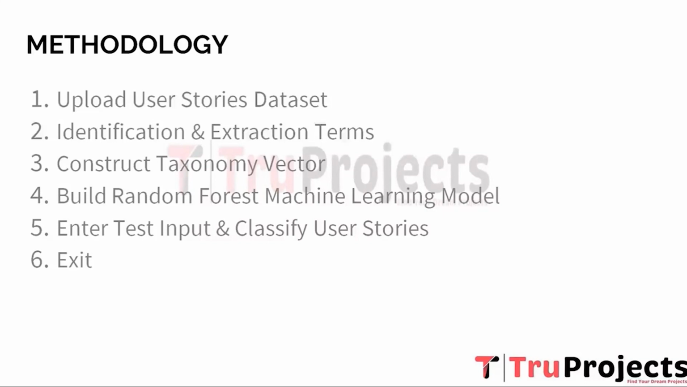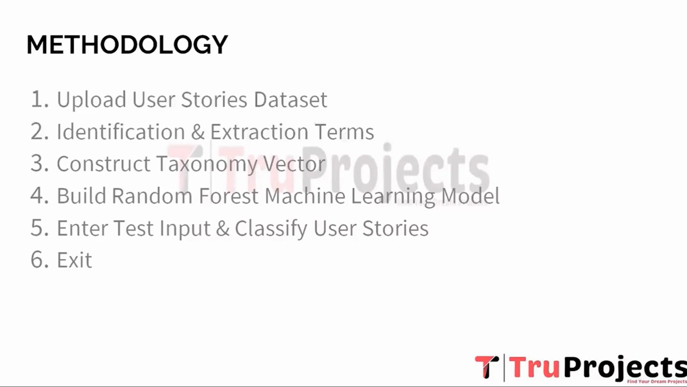Second, identification and extraction of terms. Once the user stories dataset is uploaded, the system identifies and extracts relevant terms and keywords from each user story. These terms play a critical role in categorizing and classifying the user stories accurately. The extraction process helps in capturing the essence of each user story and preparing the data for further analysis.